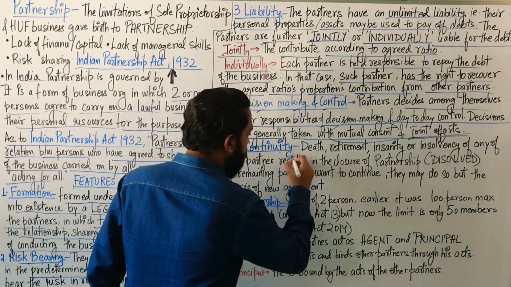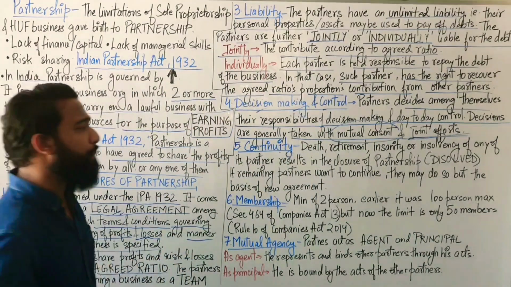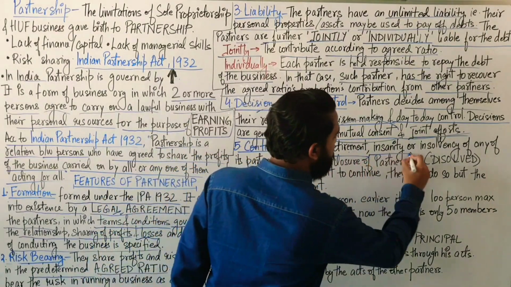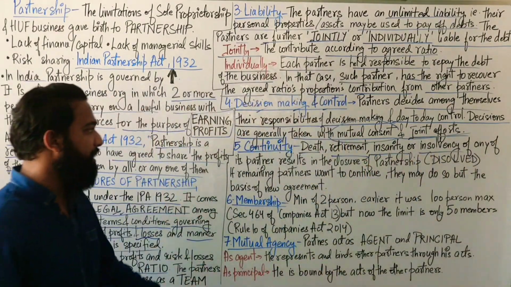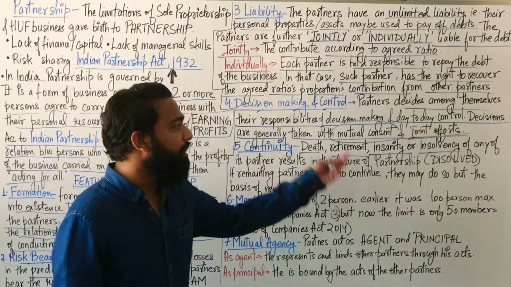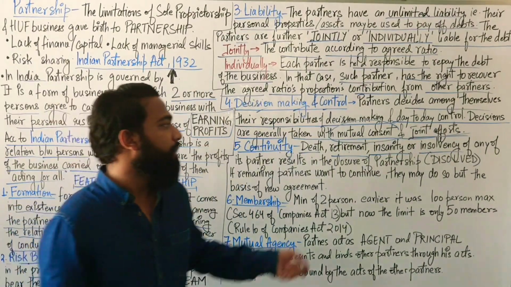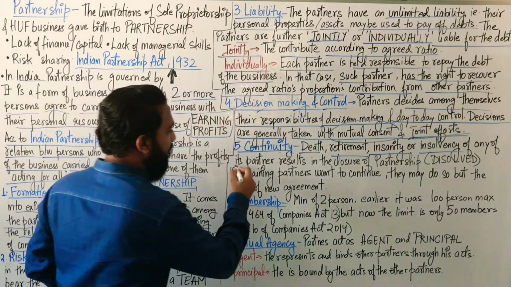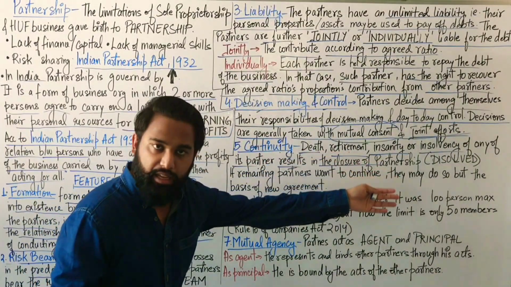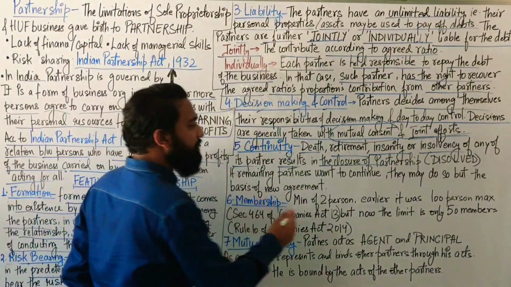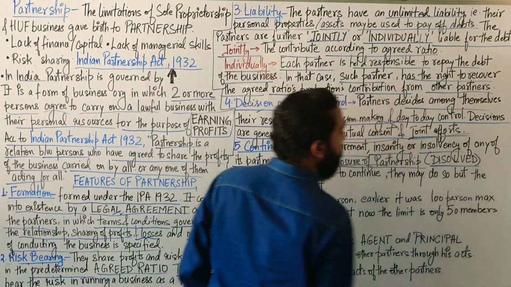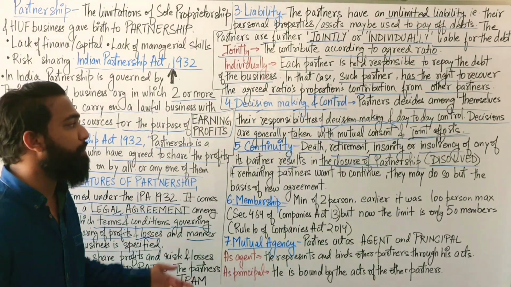The next one is continuity. Now, what happens if one of the partners dies? Now, death, retirement, insanity or insolvency. Death means the person dies, retirement, he retires after 60 or 70, insanity, he's gone mad, and insolvency, he has got no money. Now, if any of these happens to a partner, it results in the closure of the partnership. It means the partnership will be dissolved. There is no partnership anymore.